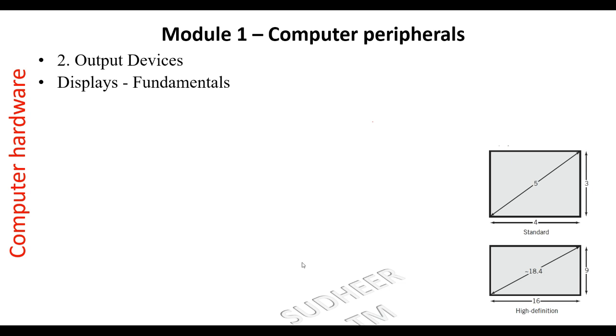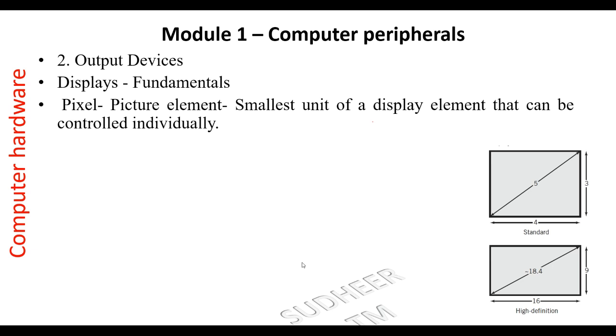You need to understand the displays and its fundamentals. Whatever be your display, its basic unit is pixel. Basic unit of your display is pixel. What is a pixel? Pixel means it's a picture element. Picture element, the smallest unit of a display element that can be controlled individually.